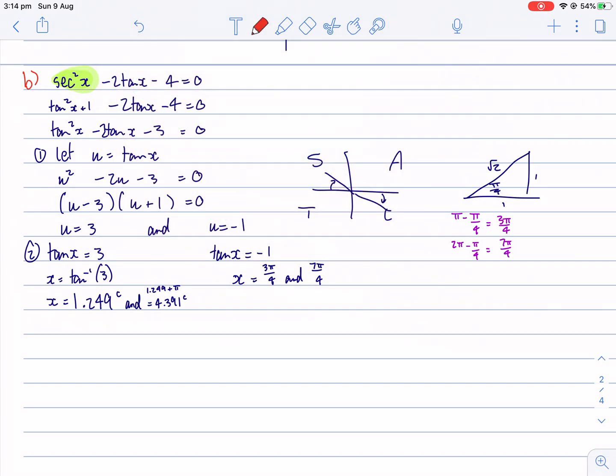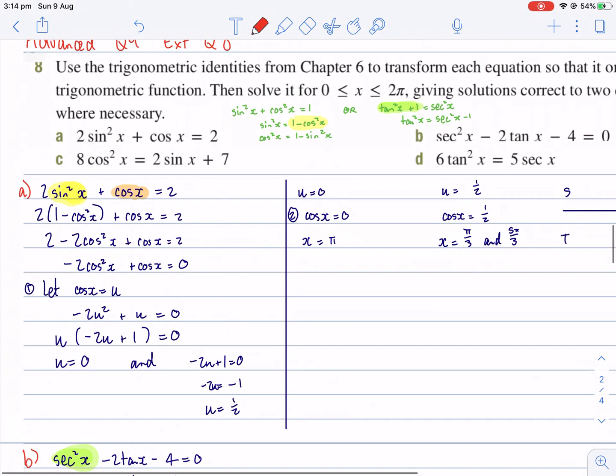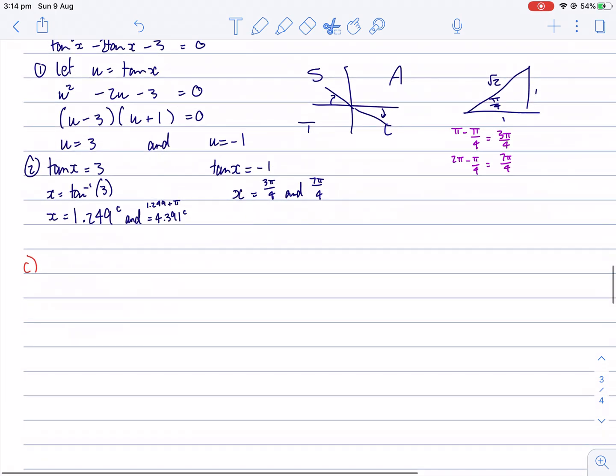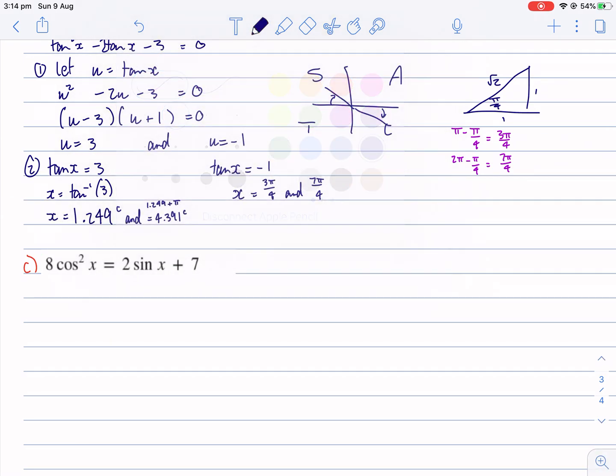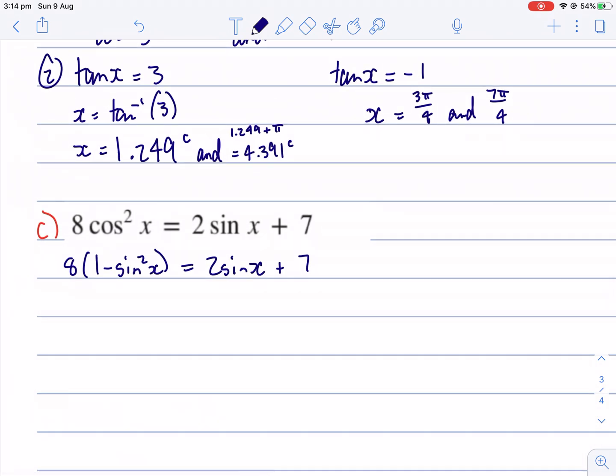Okay, question C. I'm going to, instead of having cos squared, I'm going to have 1 minus sine squared x. Because that's a 2 sine x, that's a sine x on the other side. So it's easier if everything's in terms of sine. So we've got 8 take 8 sine squared x equals 2 sine x plus 7.